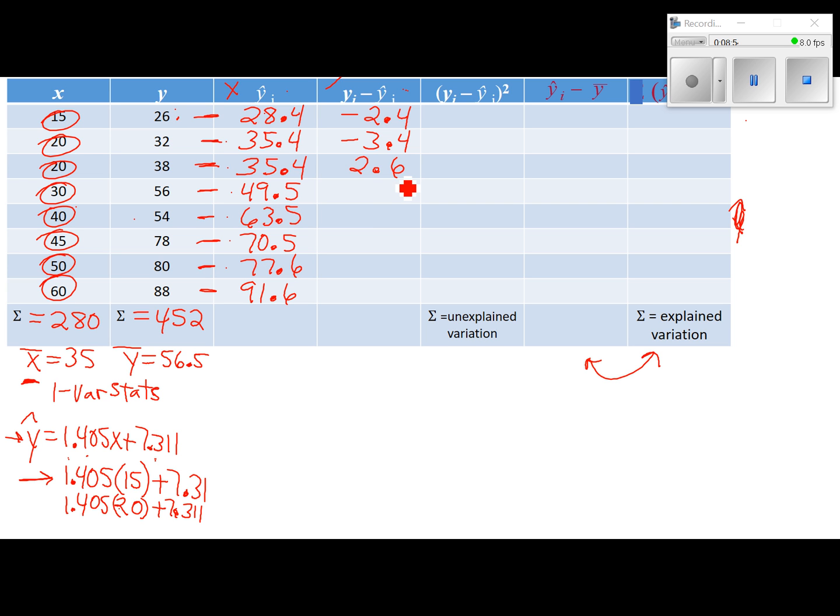And I punched all these into my calculator, so I'm just going to write in the rest of them. This one ends up being 6.5, then negative 9.5, and 7.5. All you're doing is subtracting this number minus that number, the y minus the y hat. Next one comes out to be, let's see, I lost my place here, 2.4, and then the last one is negative 3.6. So that's all of that column.